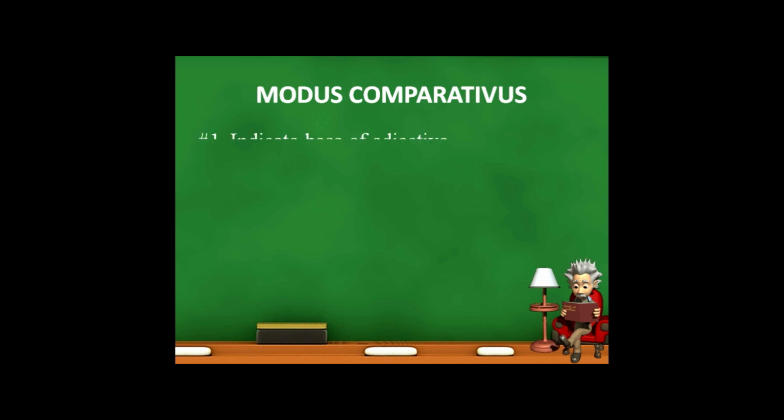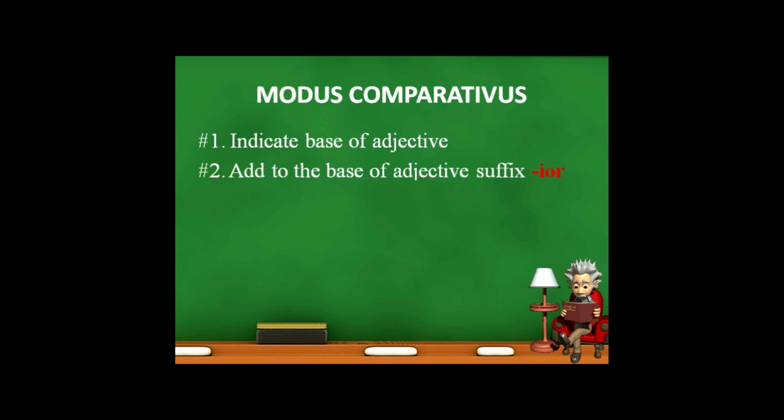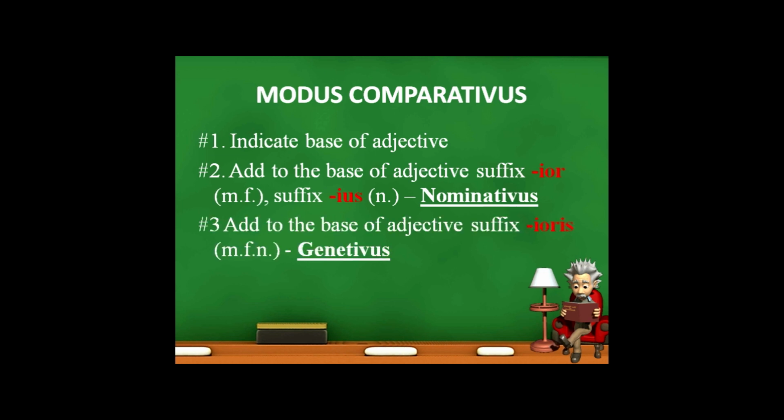Modus comparativus. For constructing the comparative degree of an adjective, we have 3 steps. Step number 1, indicate the base of the adjective. Step number 2, add to the base of the adjective suffix ior for masculinum and femininum, and suffix ius for neutrum in nominativus. Step number 3, add to the base of the adjective suffix ioris for all genders in genitivus.